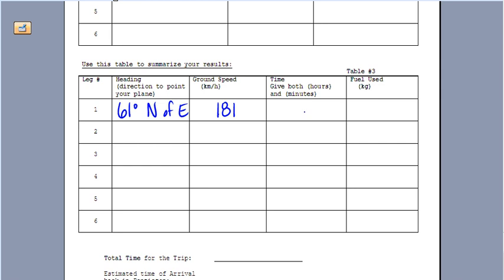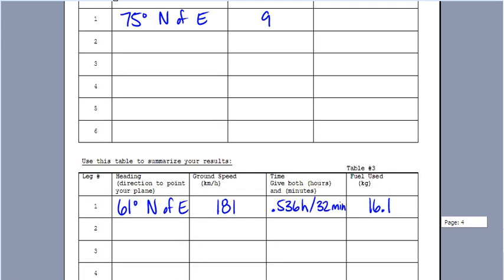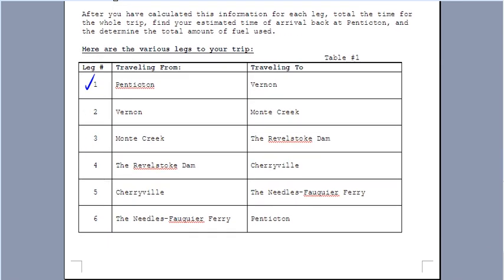This is also looking for the time in hours and minutes. So I think it was 0.536 hours, which was about 32 minutes. And that gave us 16.1 kilograms of fuel used. So you've got 5 more to try. It tells you all the different legs of your trip on that 3rd page. And you will notice on your map that there are dots at all of those places. So it's easy to find where they are. You may need to draw some lines between them. That's all. So 5 more to try.